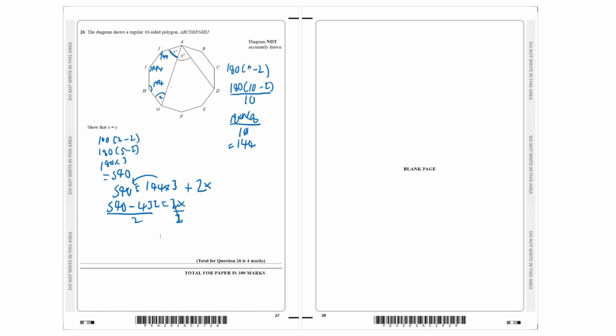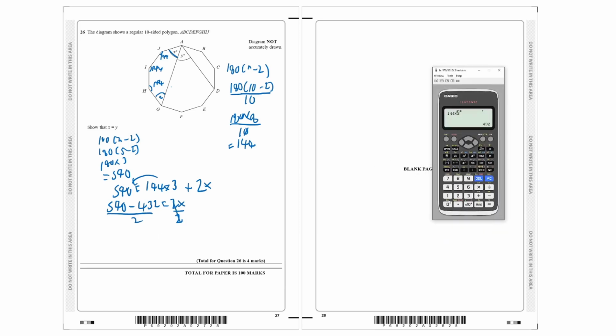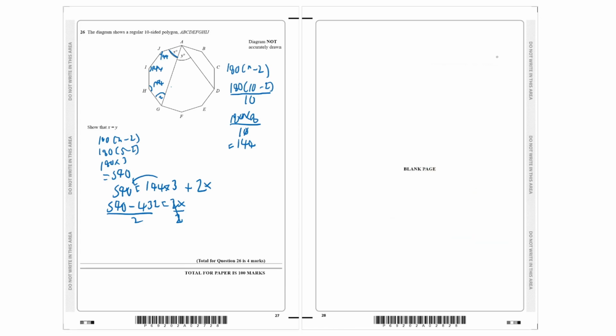So then we can find our final answer. So we have 540 minus 432, which is then divided by 2, which gives us 54. X is equal to 54 degrees. So x is 54. Now, moving on, we have to find what this is. Since we know that one whole angle is 144, if we can find out what this is, we can combine it with x, subtract that in order to find y. Again, this will be 144. This will also be 144. And this is a 4-sided polygon.